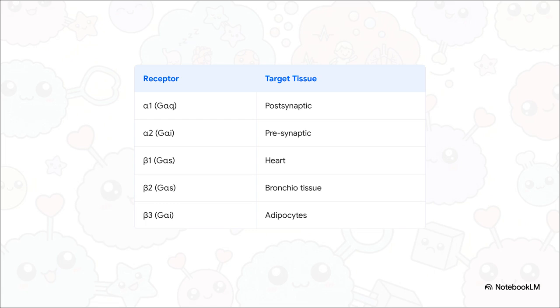lock it targets. For example, alpha-1 receptors are tied closely to your smooth muscle and eyes. But beta-1 receptors, those are mostly hanging out in the heart, acting as that gas pedal we talked about earlier. Meanwhile, beta-2 receptors are targeting the bronchial tissue in your lungs. This incredible specificity is exactly why a doctor can give you a beta-2 agonist to open up your airways during an asthma attack without accidentally sending your heart rate through the roof.